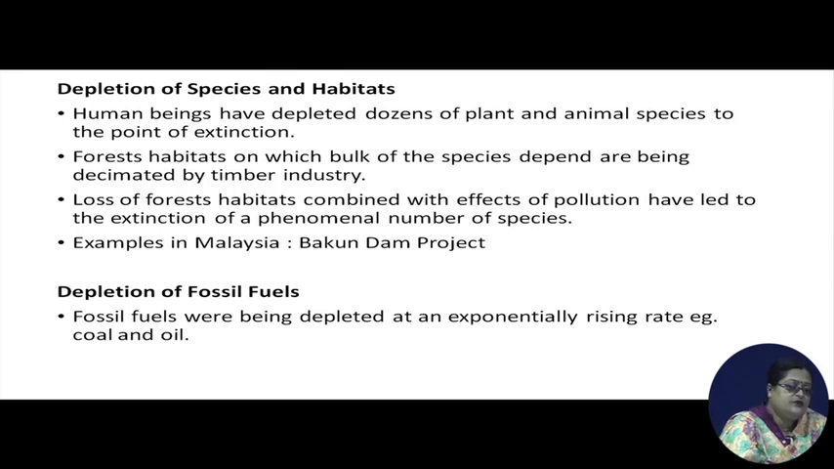When we are discussing depletion of species and habitats, it includes examples where human beings have depleted dozens of plant and animal species to the point that some have become extinct in nature. Forest habitats, on which the bulk of species depend, are being decimated by the timber industry. Loss of forest habitats combined with the effects of pollution has led to the extinction of a phenomenal number of species. So, depletion of forests, and fossil fuels being depleted at an exponentially rising rate, like the example of coal and oil.